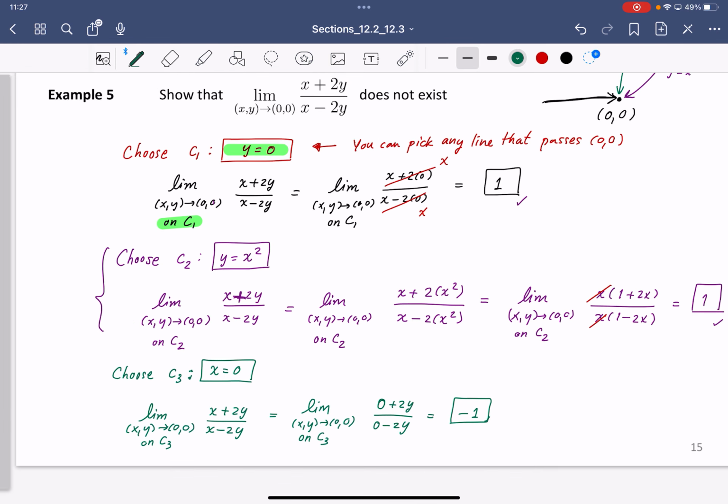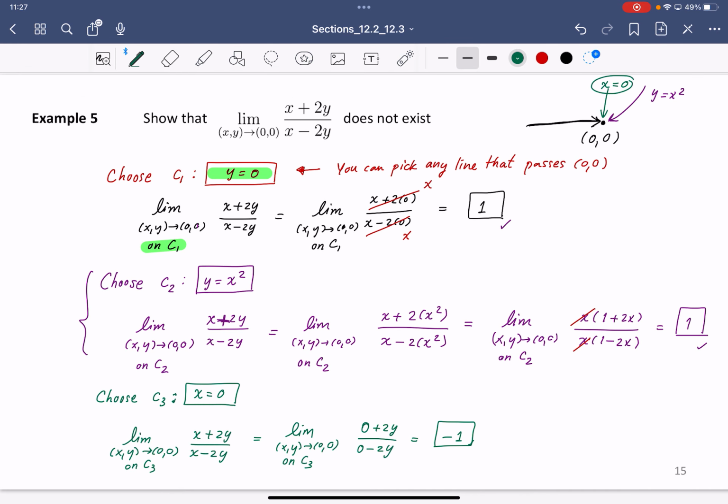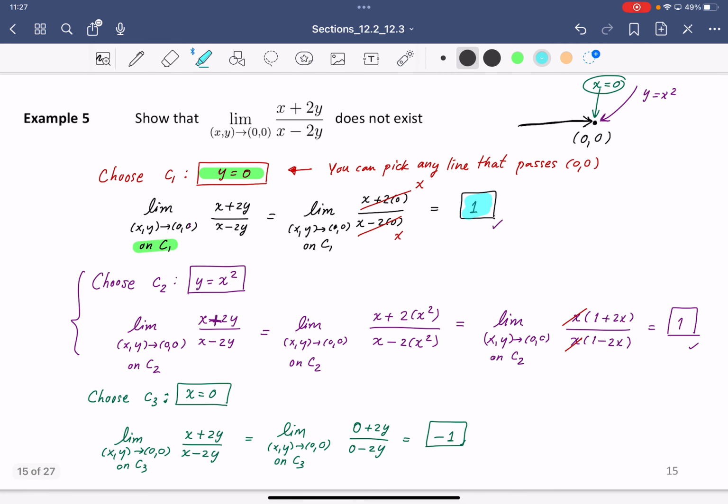Now you are good enough because this gonna give you different limits, 1 and negative 1. So because of these two, you can conclude that the limit does not exist.